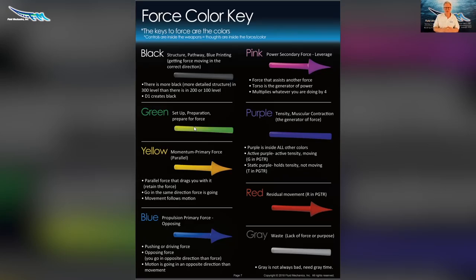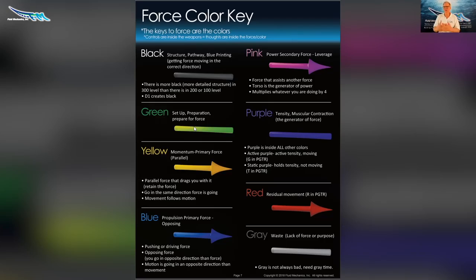And again, the motion is going in the opposite direction of the movement. So if I want to go this way, I push that way. Whereas in momentum, if I want to go this way, I drive something in that direction, try to connect with it, kind of ride it. Now let's talk about power.